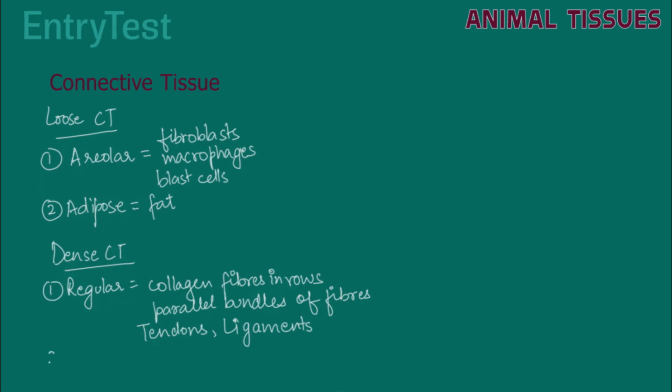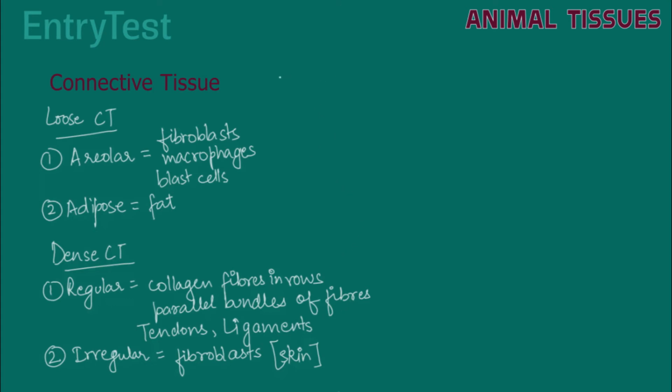And the second kind after regular is the irregular dense connective tissue. Now in case of irregular, it has fibroblasts, and the cells are scattered. There is no orderly arrangement of collagen fibers or the other fibers, and the orientation of the collagen fibers is totally different, and the location where it is found maximum is the skin. So skin is where you can find the irregular dense connective tissue easily.